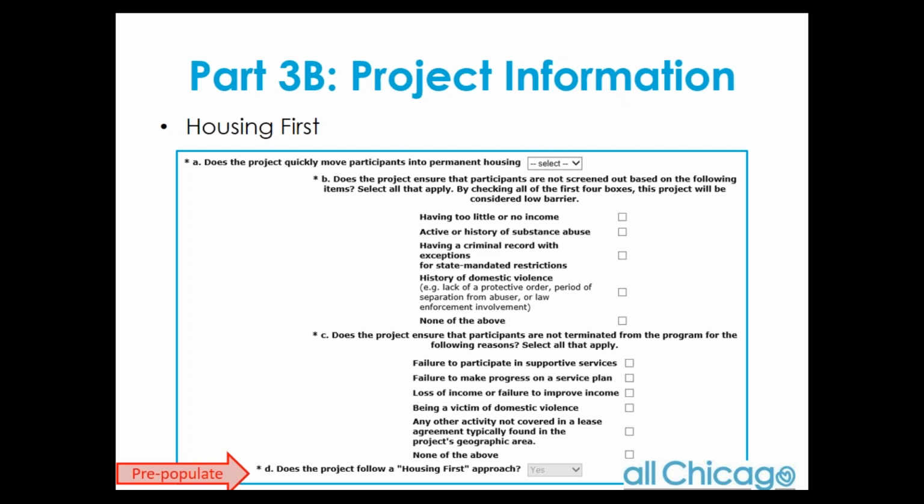The project application will also ask if you are a housing first project. That means that you're moving participants quickly into permanent housing, and then it has a list of whether your project ensures that participants are not being screened out based on a few items listed, and whether they're not being terminated for any of the following reasons. We will make a note that question D does pre-populate. So if you fail to select a couple of those items, that will automatically change to no. So just make sure that you select them. If for some reason you are not following any of those, feel free to check in with us. We can explain what the criteria mean.